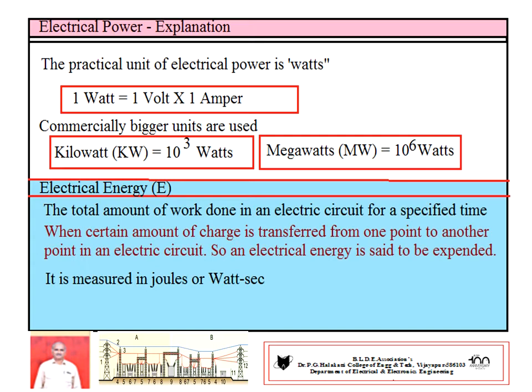Next, we can go for electrical energy. The total amount of electric work done in a given electric circuit for a specified time is known as electrical energy. So it is just a difference. The work done in a given electric circuit is known as energy. The work done in an electrical circuit is in joules, or joules also equal watt seconds. When a certain amount of charge is transferred from one point to another point in a given electrical circuit, hence there is energy to be expended.